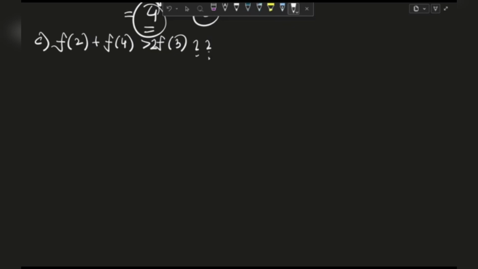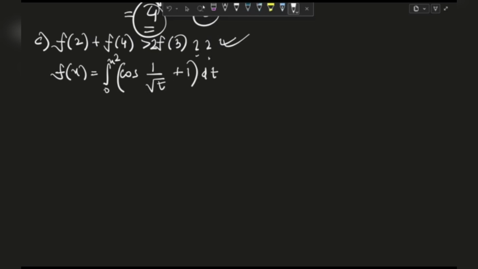So let's try to prove this to be wrong or correct. For the time being I am considering that this is correct. Maybe let's go on a few steps and then gradually understand, seeing the situation, whether this thing is correct or not. So let's write our f of x, which was basically integral 0 to x square cosine 1 by root t plus 1 dt. This was our f of x.